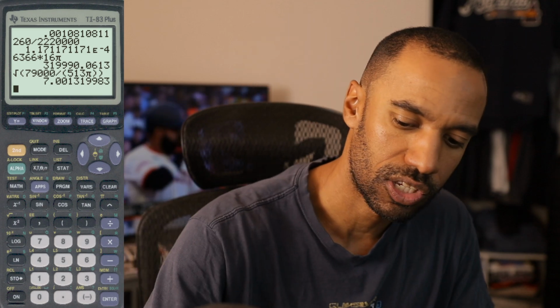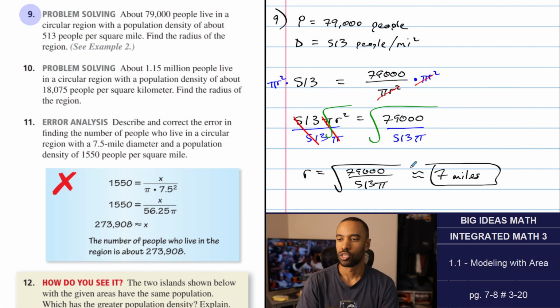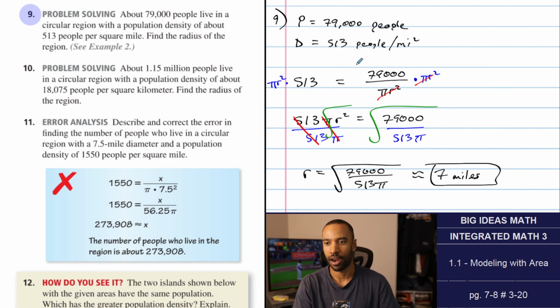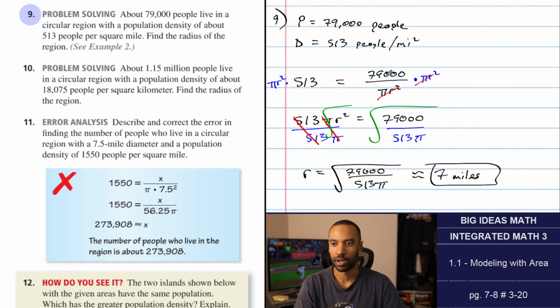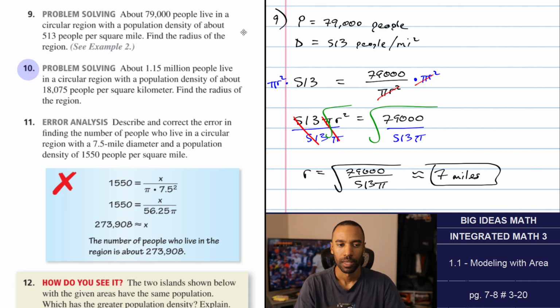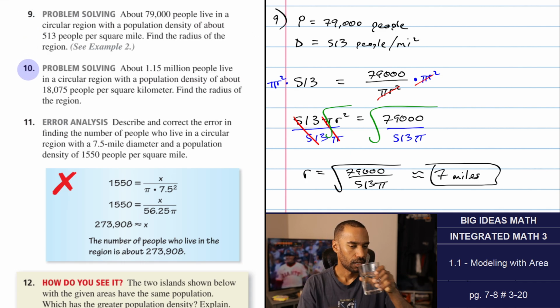We skipped past area, so I didn't officially ever figure out what the area was. If I wanted to figure that out, I would just do 79,000 divided by 513. They didn't ask for it, though. They did ask for radius, straight up. So I went straight to that. Okay, number 10.